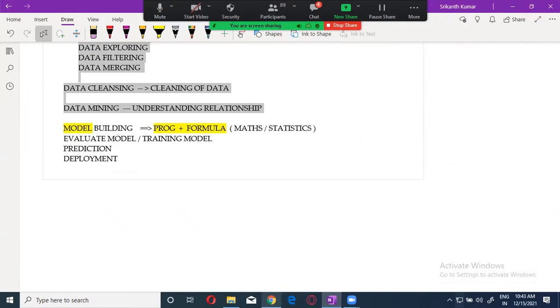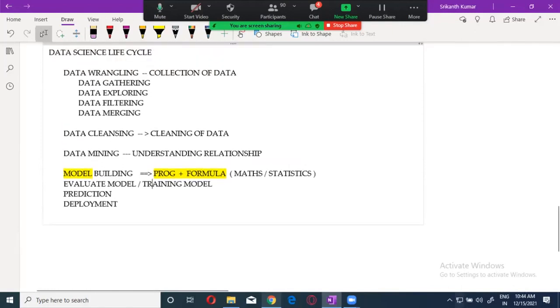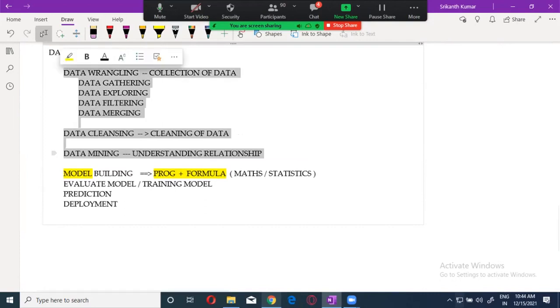If you put liquid gold in the car, it will not work. Why? The basic nature of the car is that it will take petrol only. In the same way, our model will take the right data. If you are giving the wrong data, it is completely gone. Even though you have the best model, if the data is wrong, it is waste. So that is the reason why this process is a very, very important process, guys.